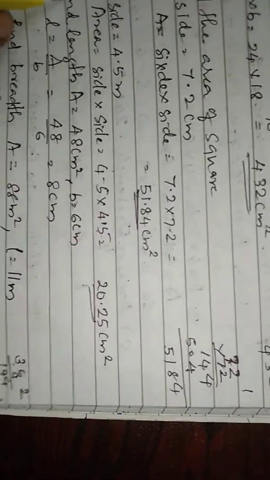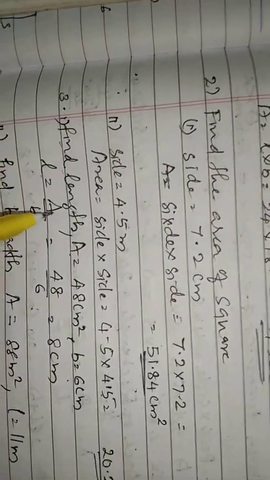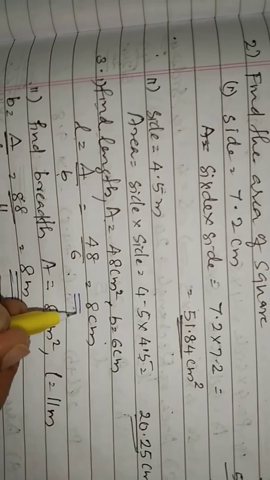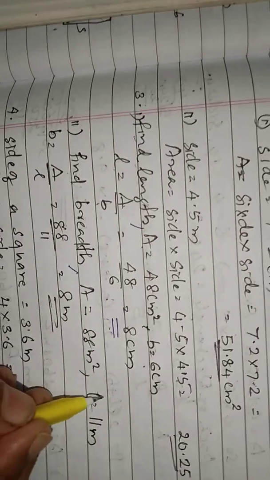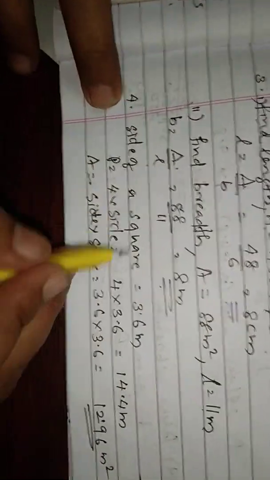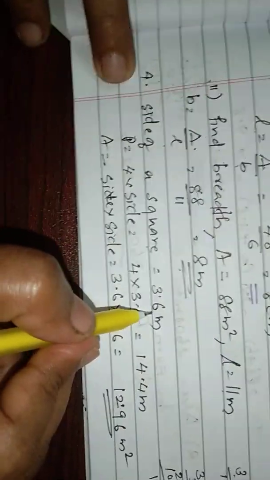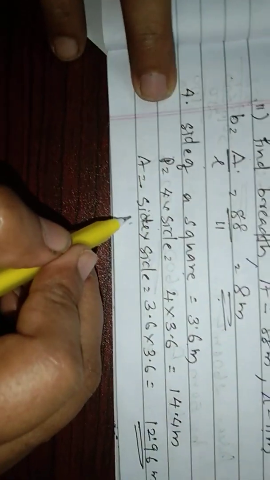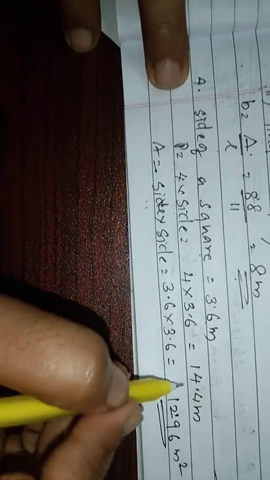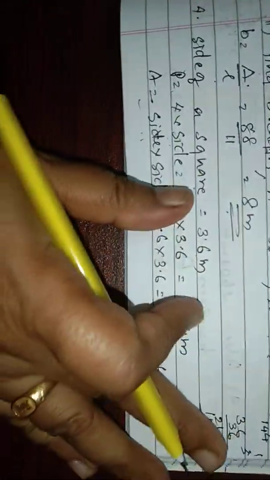The third set of questions says: find the length when the area and breadth are given. So length equals area by breadth, 48 by 6, you will get 8 as the answer. And to find the breadth, the area is given as 88 and the length is given as 11 meter. That is area by length, you will get the breadth. Next, the side of a square is given as 3.6, find its area and perimeter. You have to find both. Perimeter equals 4 into side, and area equals side into side.